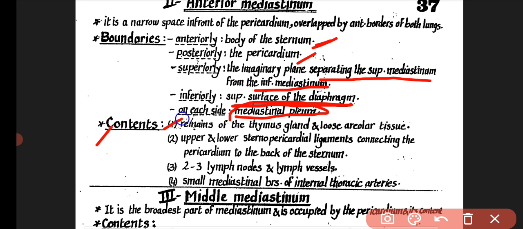What are the contents of it? The remainder of the thymus gland, loose areolar tissue, upper and lower sternopericardial ligaments, two to three lymph nodes and lymph vessels, and small mediastinal branches of the internal thoracic artery. These are the contents.